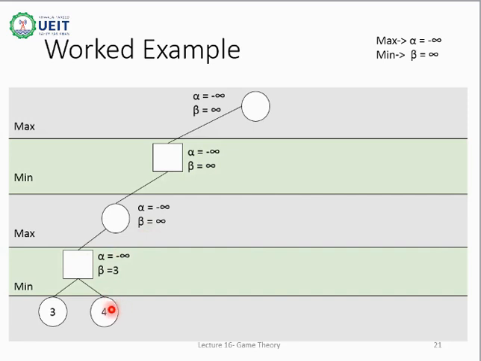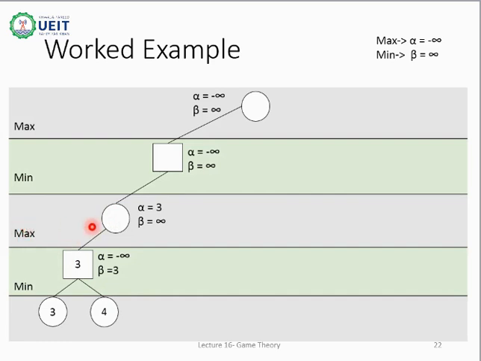As this is the min level and the task of beta is to choose the minimum of these two, and the right child of the parent node is 4, which is greater than 3, the value of beta will remain the same. It will remain unchanged, and the node value will also be set to 3, and 3 will become the final node value. Following depth first search, we will move to the parent of node 3, which is this node.